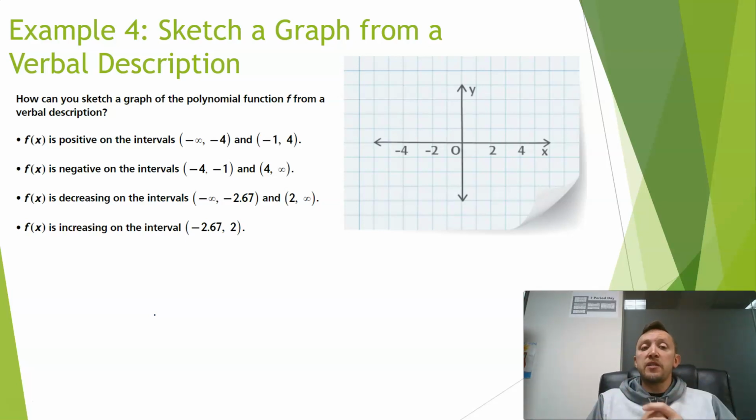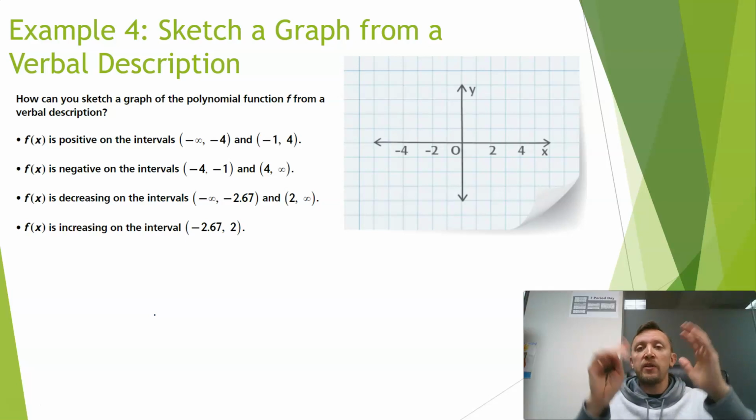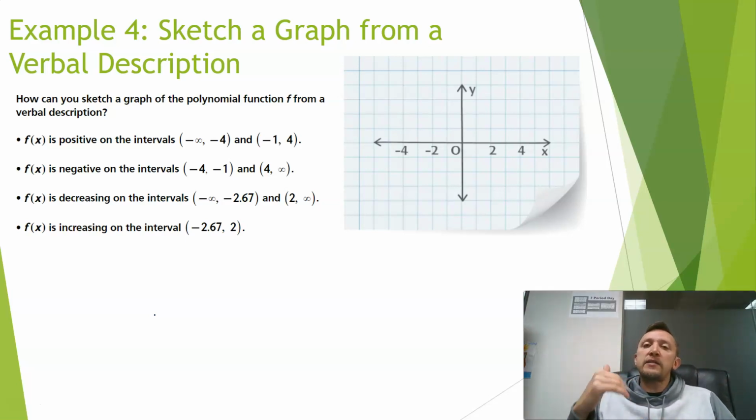It's going to be decreasing on the intervals from negative infinity to negative 2.67, and it's also going to be decreasing from 2 to infinity. And lastly, it's going to be increasing on only one interval, from negative 2.67 to 2. Wow. All right. How can we put all this together to come up with the shape of a graph? If you try to tackle all of this at once, it's going to be a little overwhelming. So we're going to tackle this in parts.